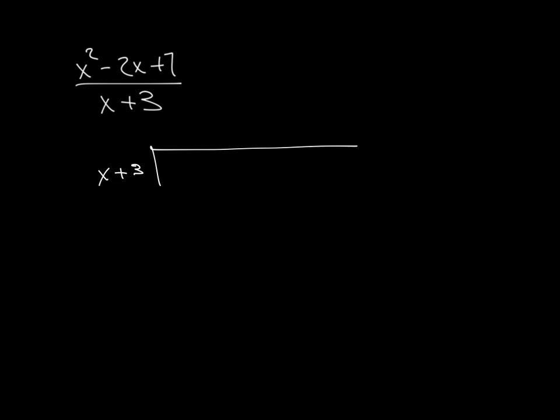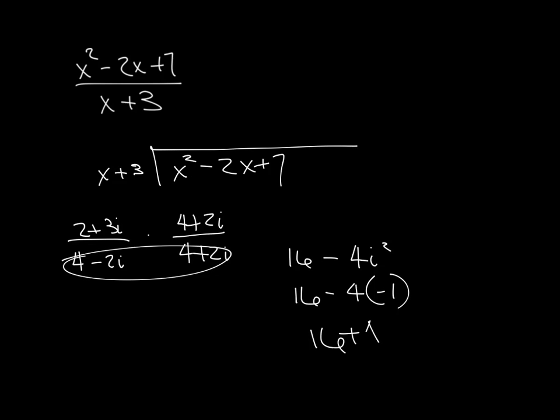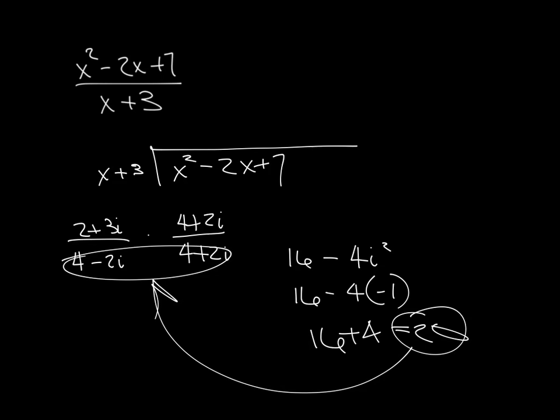So let's look at x squared minus 2x plus 7 over x plus 3. Now when we do this, if you remember, we have x plus 3 divided into x squared minus 2x plus 7. Okay, and we did the division that way. We cannot do that when we have a complex number. So what we do when we have something like 2 plus 3i divided by 4 minus 2i, we multiply by the conjugate, like that, and this then becomes 4 squared minus 2i squared, which would be 4i squared, which would be 16 minus 4 times negative 1, which is 16 plus 4 equals 20. So my denominator ends up being 20.